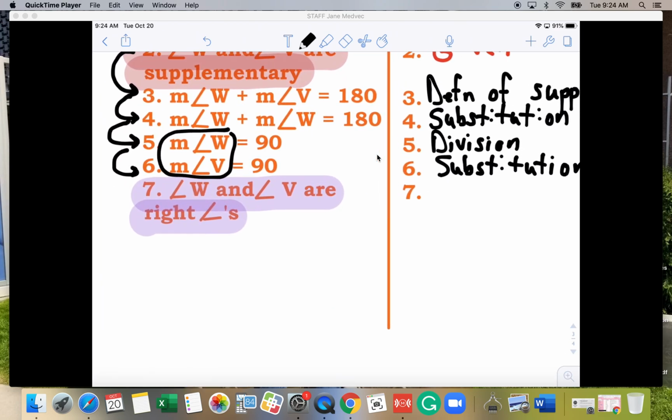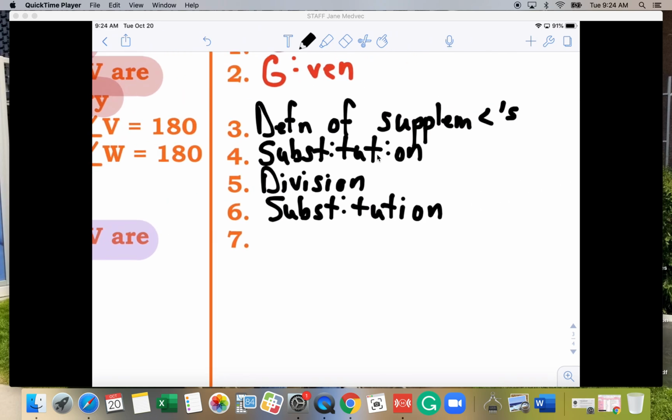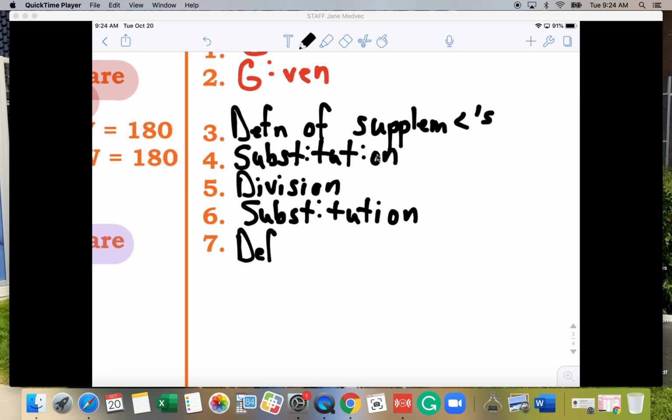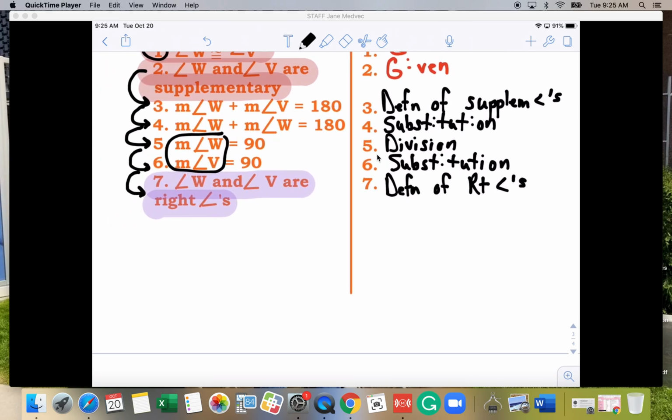And then finally, from 6 to 7, angle W and angle V are right angles. Well, if I know they're 90 degrees, I know they're right angles. So I'm going to go definition of right angles. And that's your proof.